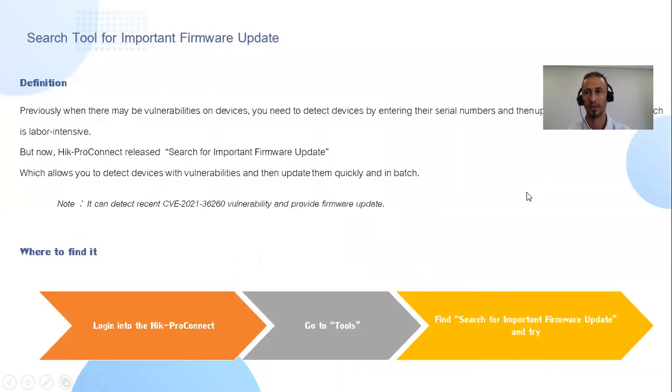The next function that we have is a search tool for important firmware updates. Previously, when there was a vulnerability on certain devices, we needed to enter the serial number of the device in order to see if there was a vulnerability. Now, on HIK Pro Connect, we've released a new version called the important firmware update. This allows us to detect devices with vulnerability.